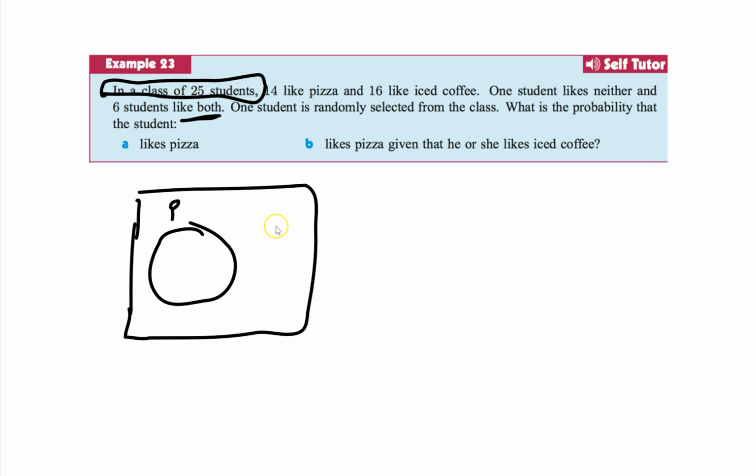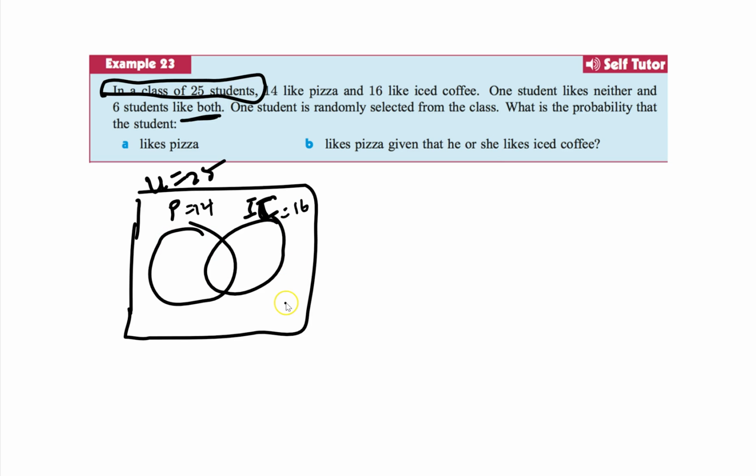Here's pizza, yay. Here's iced coffee, sorry. Now it says there's 25 students in total, so that's our universe. Our universe is 25. And 14 like pizza. Now, again, 14 like pizza, that's very important. It's not this right here. That's people that only like pizza. 14 like pizza, that's the whole circle. So that's right here. Same thing with iced coffee. 16 like iced coffee. More people like iced coffee than pizza? Okay, sorry. 16 like iced coffee. Shenanigans. So right there. One student likes neither.